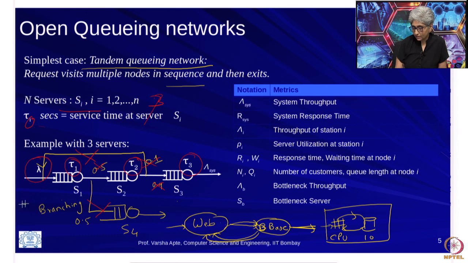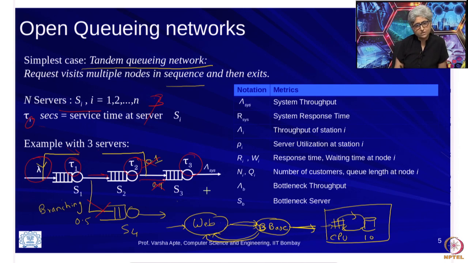We call this an external arrival rate because it is sort of external to this whole system. There is also an arrival to the queue at server S2, and there is an arrival to server S3. These are all internal arrivals because they come from server S1 to S2 and from S2 to S3. But there is only one external arrival rate, and that is the actual work coming to this system. So that is the parameter. We have the lambda and we have the tau i's.